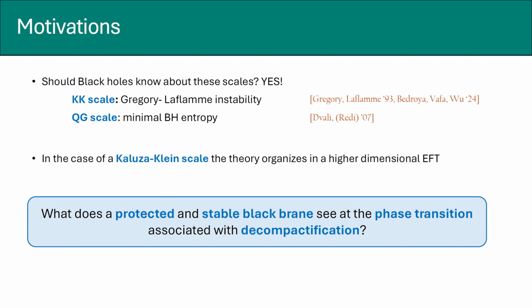And the reason why we think that this might be interesting is that from one side, we know that from the effective field theory point of view, when you hit the Kaluza-Klein scale, at the level of the theory, there is a jump. You have a decompactification. The lower dimensional theory is not working anymore, and you have to move to a higher dimensional theory.